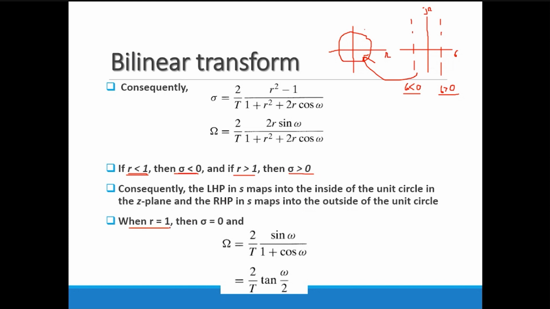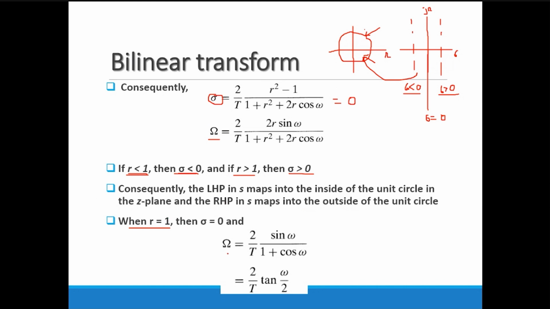When R is equal to 1, meaning you are exactly on the unit circle, then whenever you are exactly on the unit circle in the S plane, this value will be 0. So when we take R equal to 1 in this equation, whatever term this represents will become 0. And now we have to calculate only this imaginary axis.